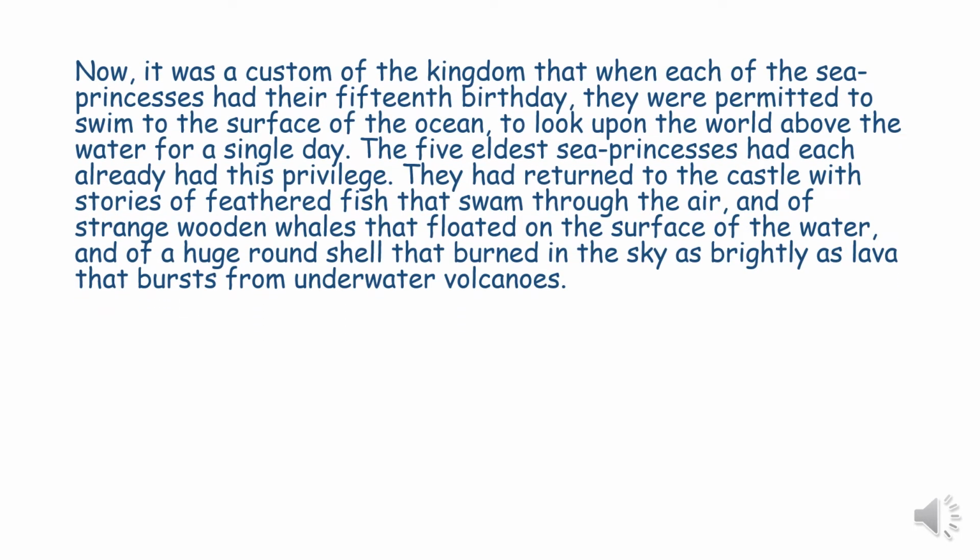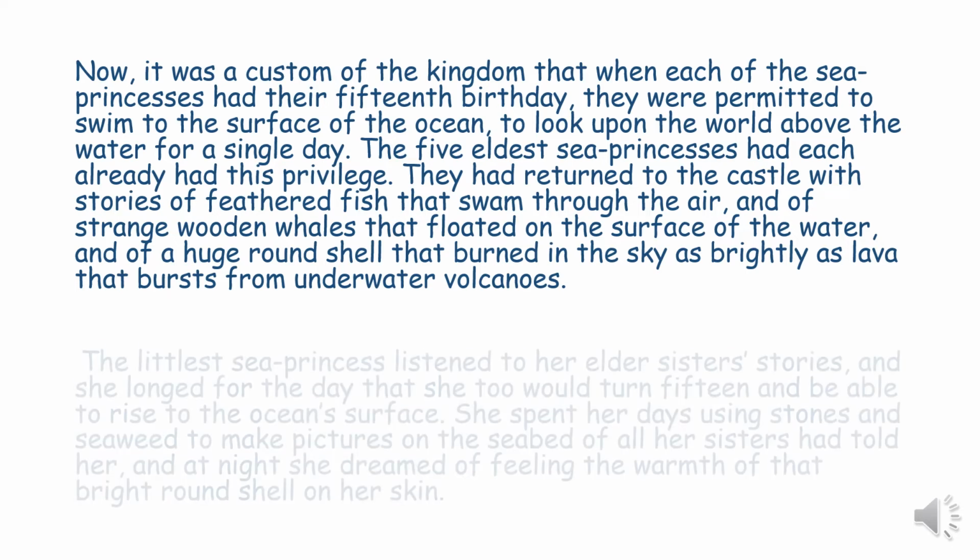Now, it was custom of the kingdom that when each of the sea princesses had their 15th birthday, they were permitted to swim to the surface of the ocean, to look upon the world above the water for a single day. The 5 eldest sea princesses had each already had this privilege. They had returned to the castle with stories of feathered fish that swam through the air, and of strange wooden wells that floated on the surface of the water, and of a huge round shell that burned in the sky as brightly as lava that burst from underwater volcanoes.